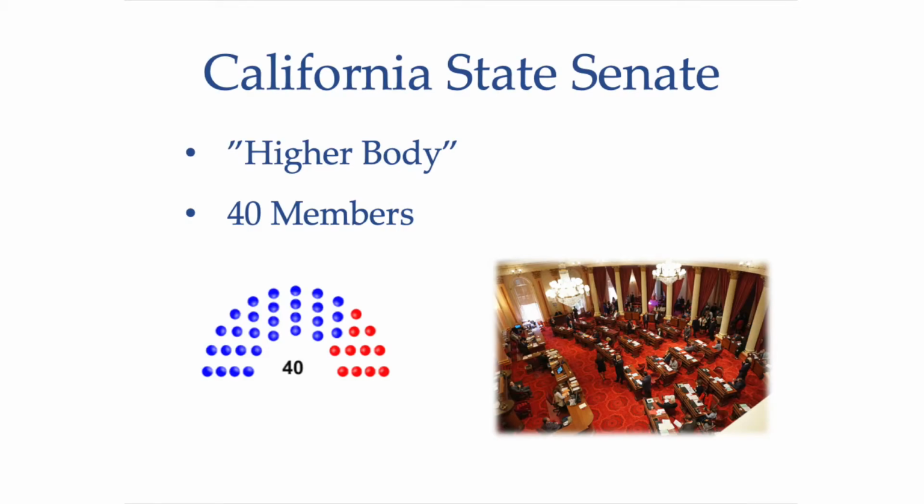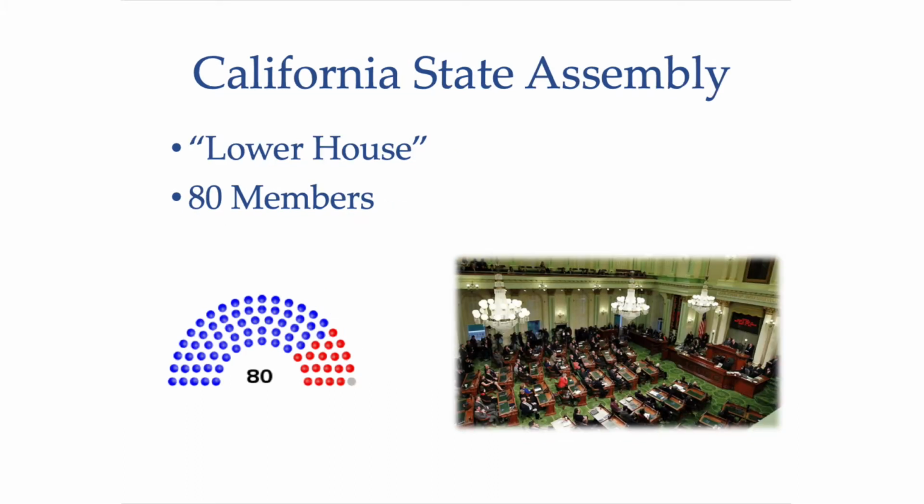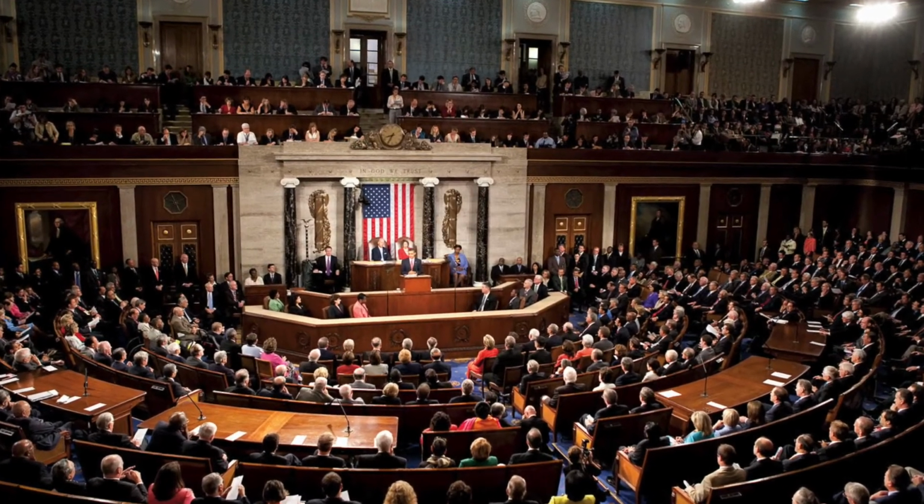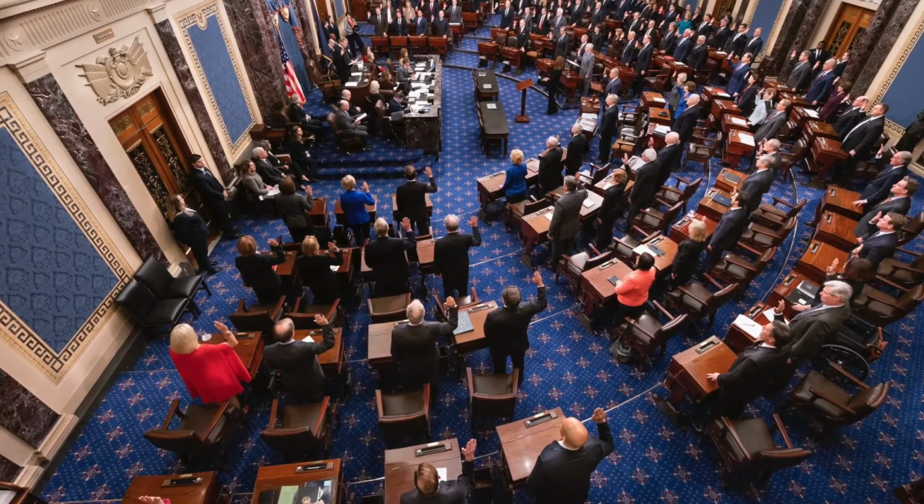So the California State Legislature is made up of the California State Senate and the California State Assembly. California state senators make up the higher body, or the smaller group of legislators in Sacramento, and the Assembly makes up the larger body, or the lower house. At the federal level, the lower house is called the House of Representatives. In California, it's known as the Assembly, the California State Assembly. The California Senate has the same name as the federal Senate, but we have to remember that they are two separate bodies. So make sure when you're talking about your senator, you're clear whether you're talking about a California state senator or your U.S. senator.